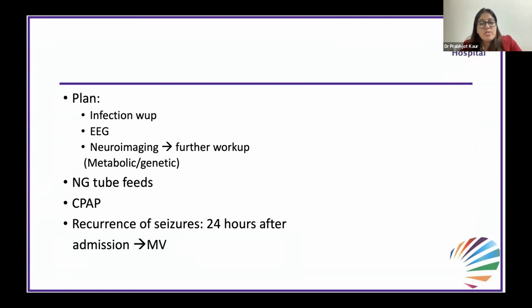The baby was put on NG tube feeds because the baby was having a poor suck. CPAP was put because after admission, the baby had some respiratory distress. But subsequently, the baby had recurrence of seizures 24 hours after admission. After this recurrence, the baby's sensorium really decreased. There was a poor respiratory drive and the baby had to be mechanically ventilated.